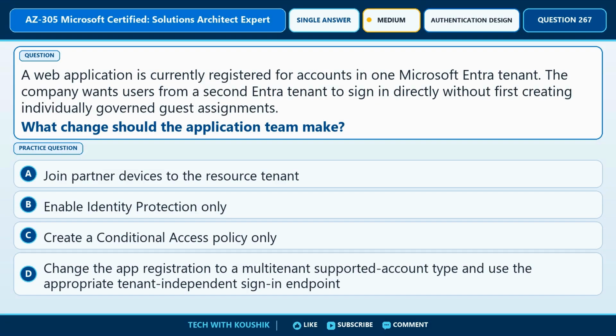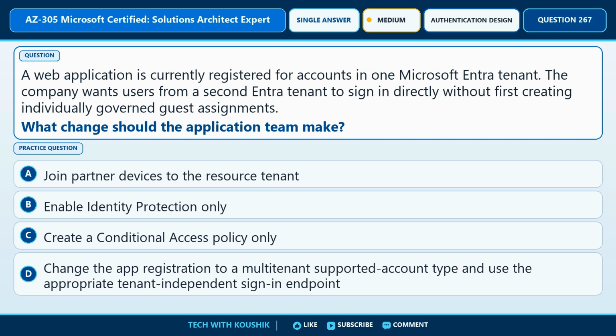Let us work through question number 267. Review the scenario carefully. A web application is currently registered for accounts in one Microsoft Entra tenant. The company wants users from a second Entra tenant to sign in directly without first creating individually governed guest assignments. What change should the application team make? Choose from the following options.